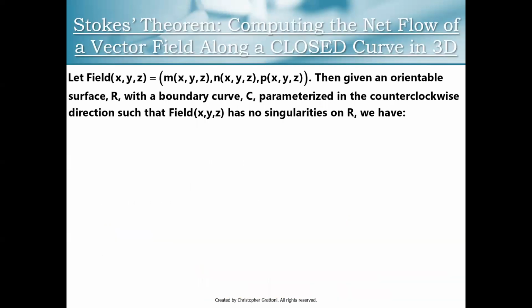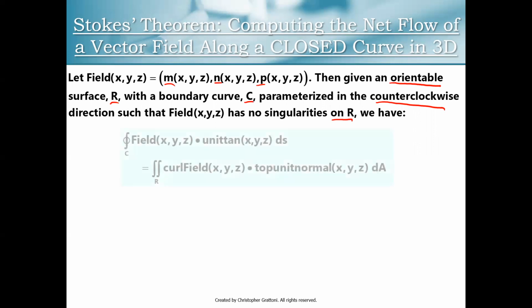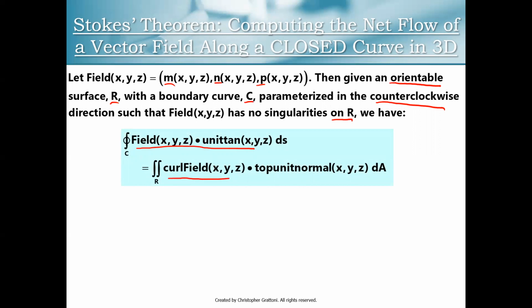So here it is, the big capstone theorem of the course. Let's say we have a vector field M, N, P, and let's suppose that we have an orientable surface R with a boundary curve C, and we have that curve C parameterized in the counterclockwise direction. And let's also suppose that there are no singularities on the surface R. Then we have the following. We have the integral of field dot unit tangent equals the surface integral of curl dot top unit normal.